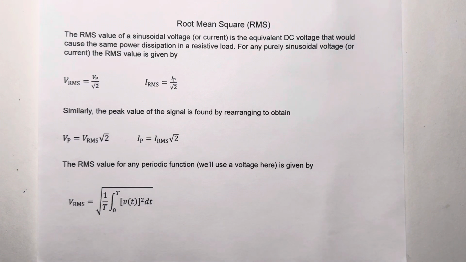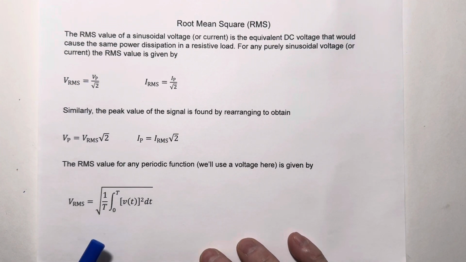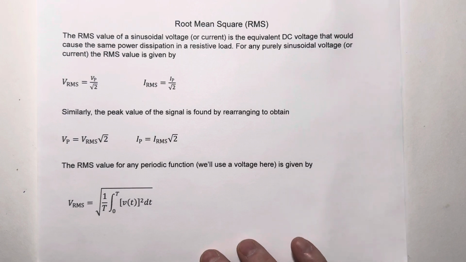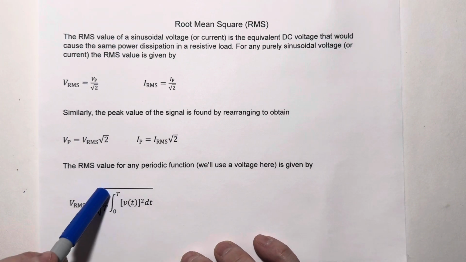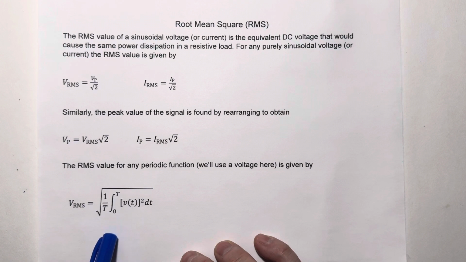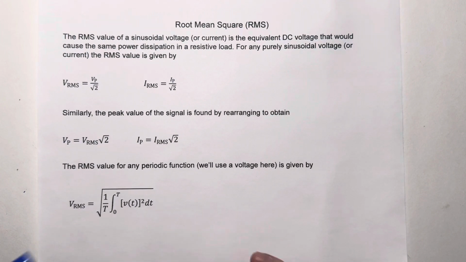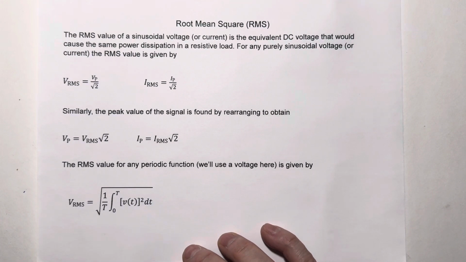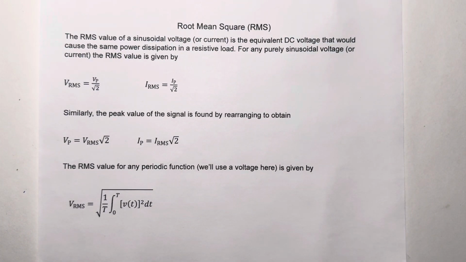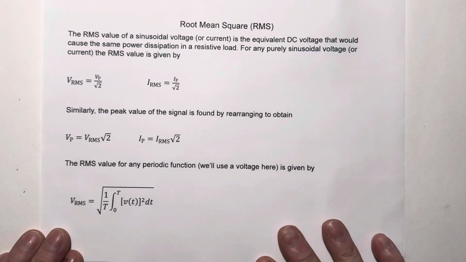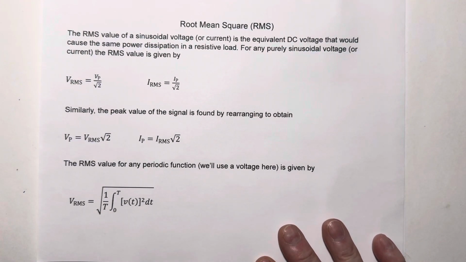And in general, the root mean square value for any periodic function, in this case I'll use a voltage, is given by this kind of messy bit of calculus where we've got the square root of one over the period of the signal times the integral from 0 to T, that is over one cycle, of the function squared with respect to time. That's our variable of integration, and that can be used for sine waves, triangle waves, square waves, any arbitrary periodic function. And again, we'll talk more about this stuff in a future video as well.